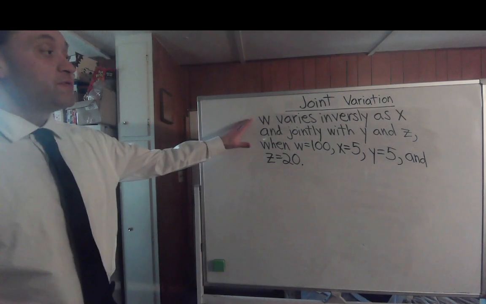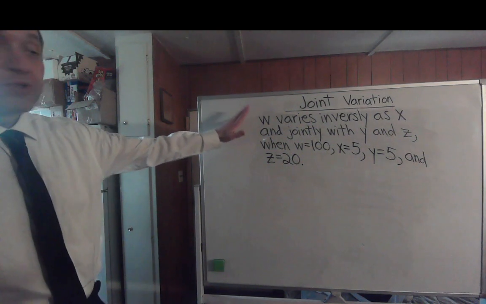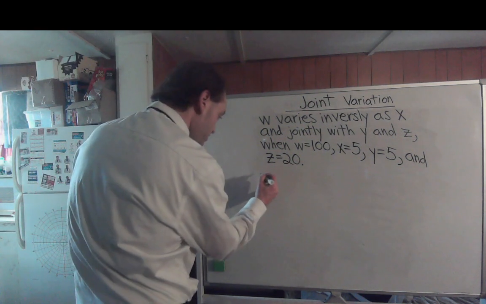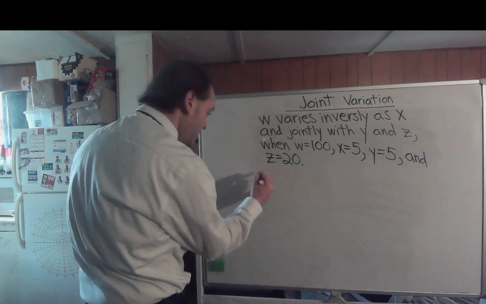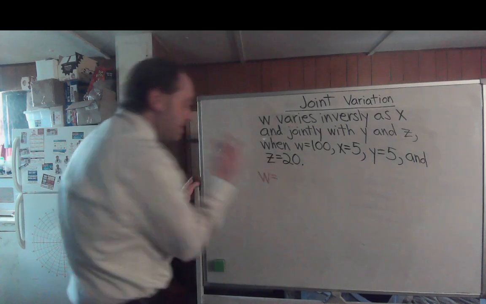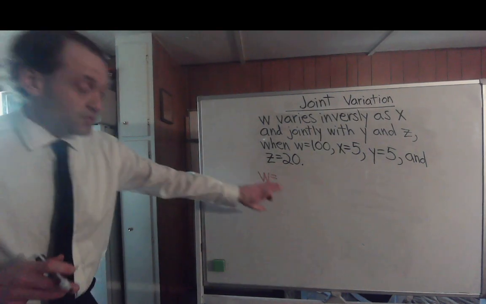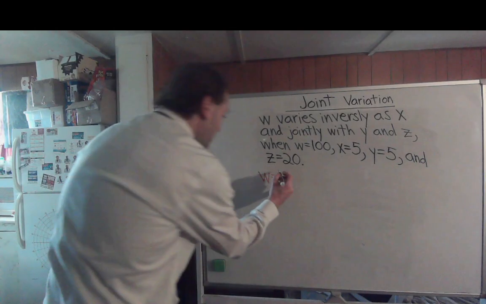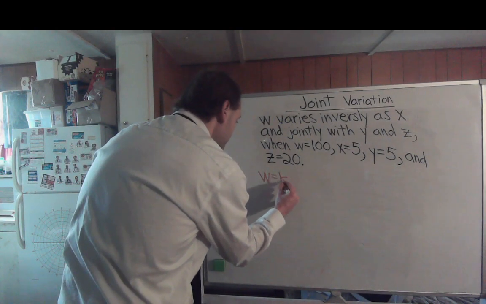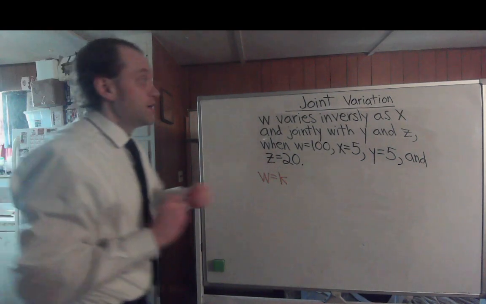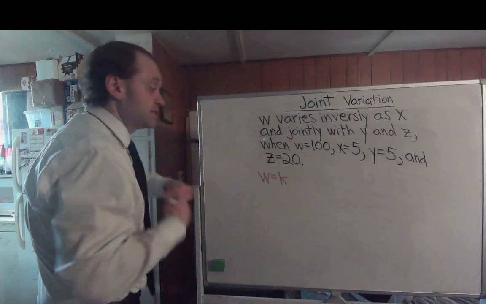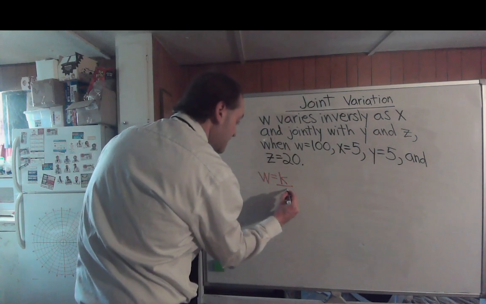So W varies. Let's start there. That's going to mean W equals, let me set up the initial problem. So W equals, W varies. So let's stop right there. After the equal sign, put your constant right away, the K. That's the next thing you should do. Now, how does it vary? It varies inversely as X. So that means it's going to be divided by X.